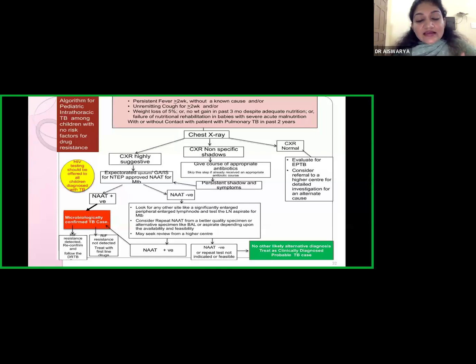So we need to do either expectorated sputum, induced sputum for examination, or we can take gastric aspirate lavage for NTEP approved CBNAAT. And if NAT is positive, we can call them as microbiologically confirmed. If NAT is negative, but the X-ray has some findings and the clinician thinks that this is TB, they can refer them to an expert, like I already mentioned, for doing bronchoscopic lavage, or in case of intrathoracic lymph node, we can take EBUS guided lymph node biopsy from the mediastinum, etc. So like this, we can diagnose TB in case of children.